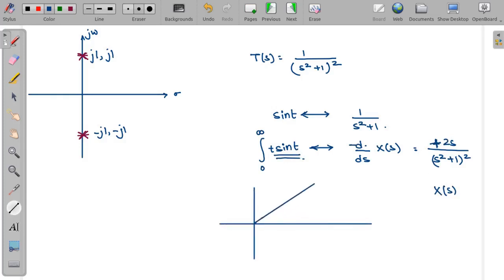Already I have told you control system is a causal system, so all the transfer functions are causal over here. That is why I have taken the limit of integration from 0 to infinity. So now this will look something like this graph of t sine t.